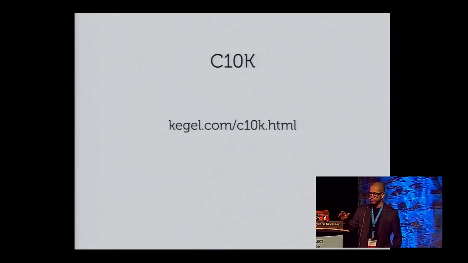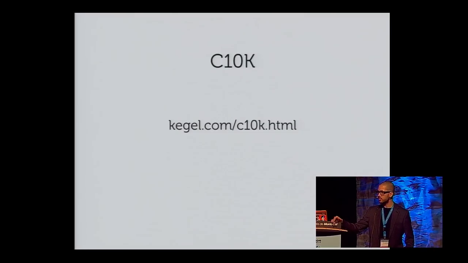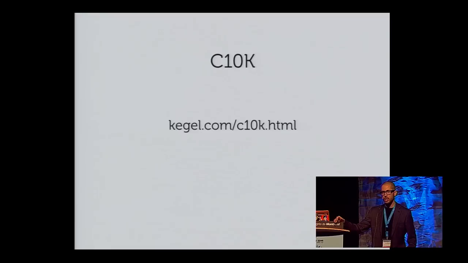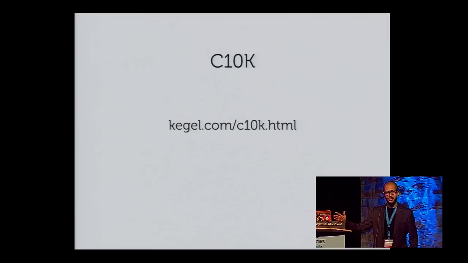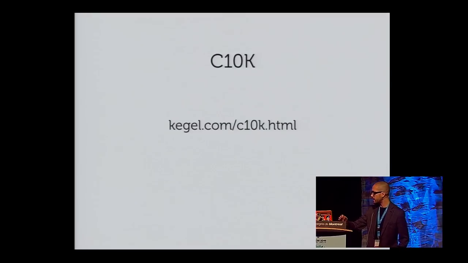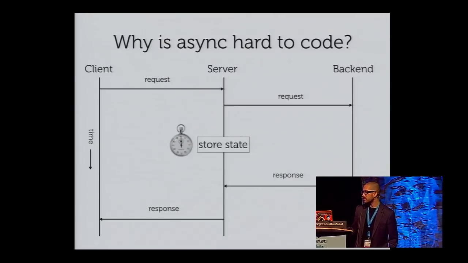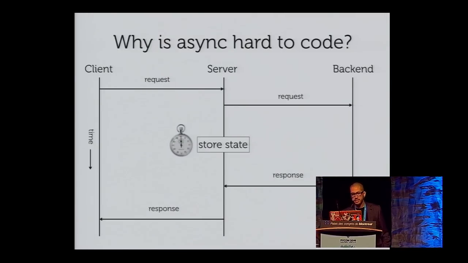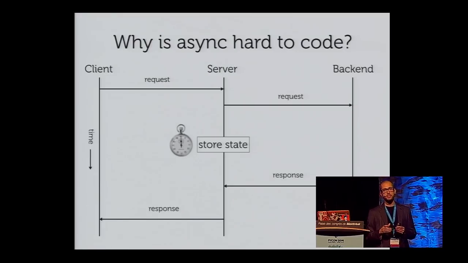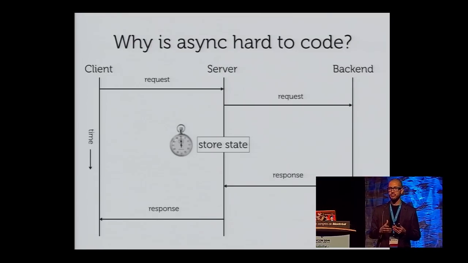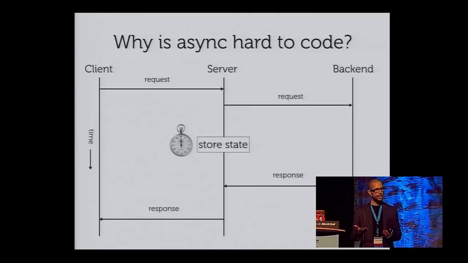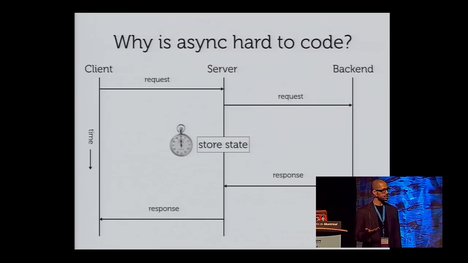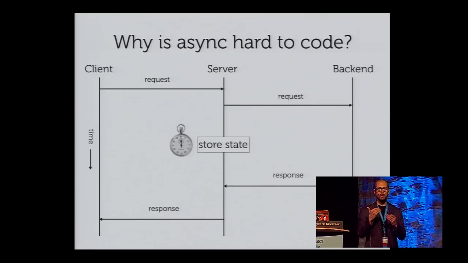So if async is so great, and if the kind of web applications that demand async are increasingly common, then why is multi-threading still the conventional approach? Why isn't everything already async? And I think that the answer is that it's hard. It's hard to code. And the reason why it's hard is because when you're waiting for some event to occur on a connection, you need to remember what you were going to do when that event happens. You need to store state.